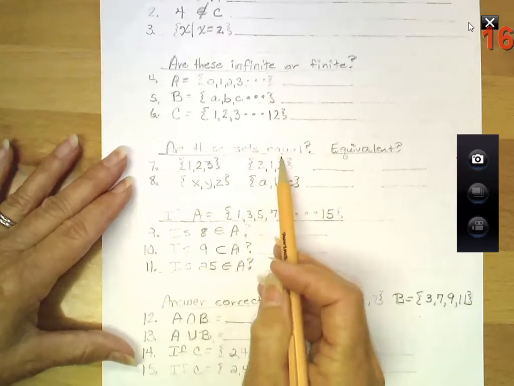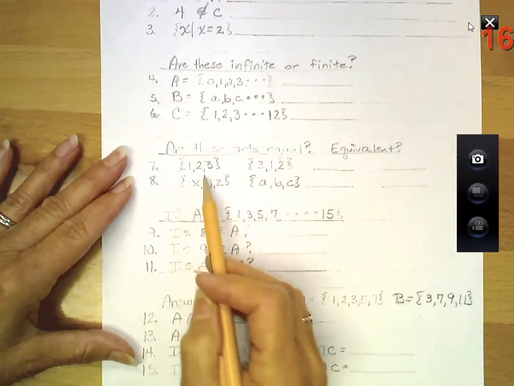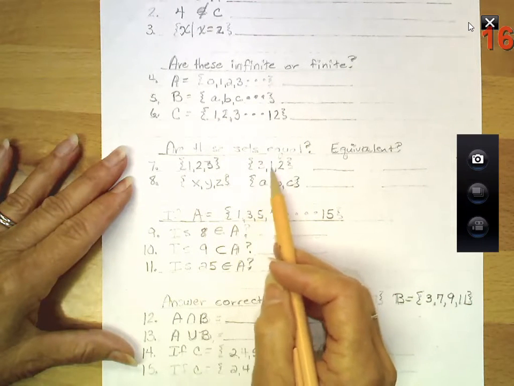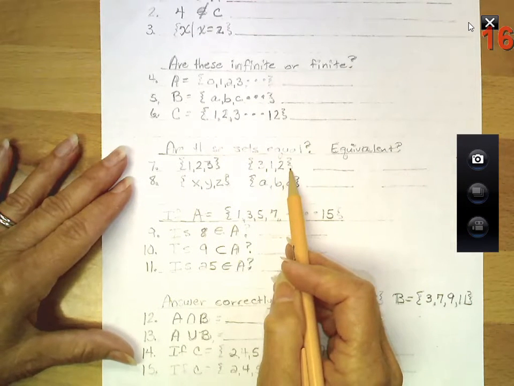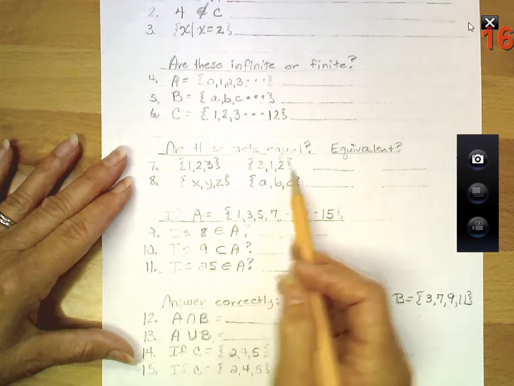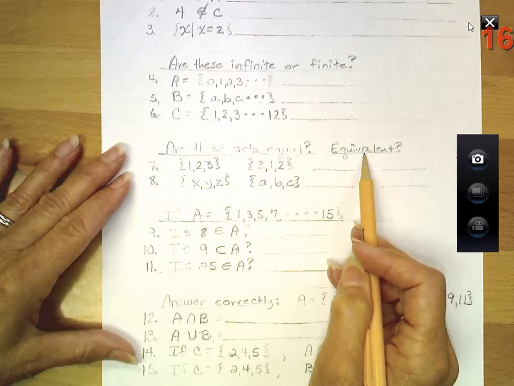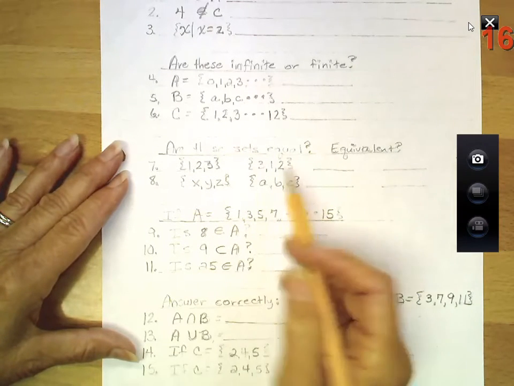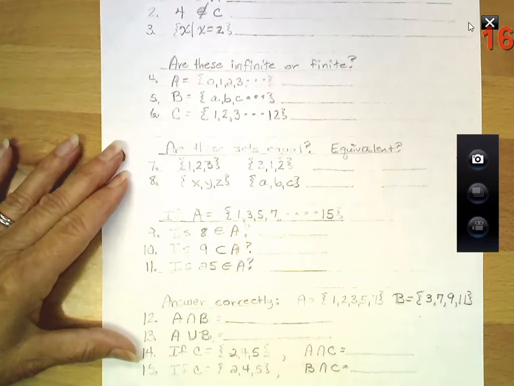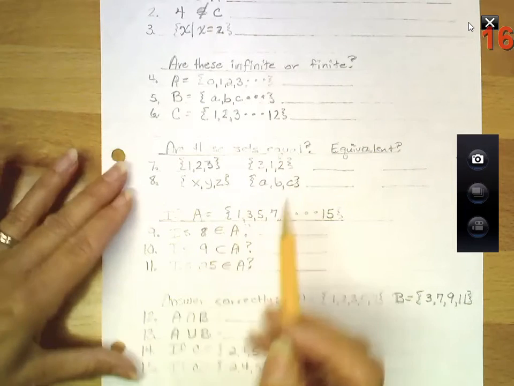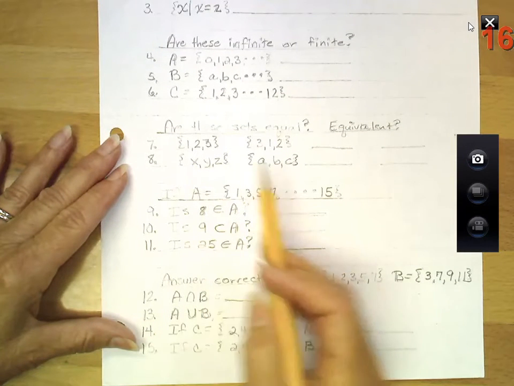Are these sets equal? Are they equivalent? This one is a set whose members are 1, 2, 3. This one is a set whose members are 3, 1, 2. Are they equal? Yes. Are they equivalent? Yes. This one has 3 elements. This one has 3 elements. Equivalent means the number of elements. And in this case, they're also equal. All right, now look down here: X, Y, Z, and A, B, C.